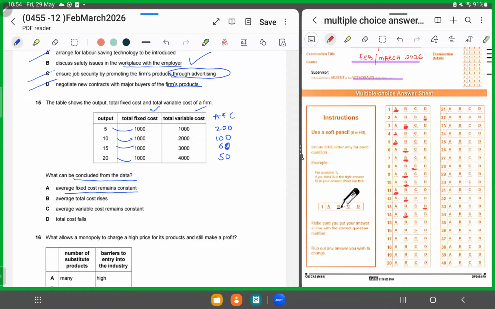They say average fixed cost remains constant. No, average fixed cost is constantly falling. So it's not A. B says average total cost rises. Now, first we need to calculate total cost, then we'll calculate average total cost. So, total cost will be total fixed cost plus total variable cost, and then we'll divide it by each output level. So, this has to be 2000. 2000 divided by 5 would give us 400.